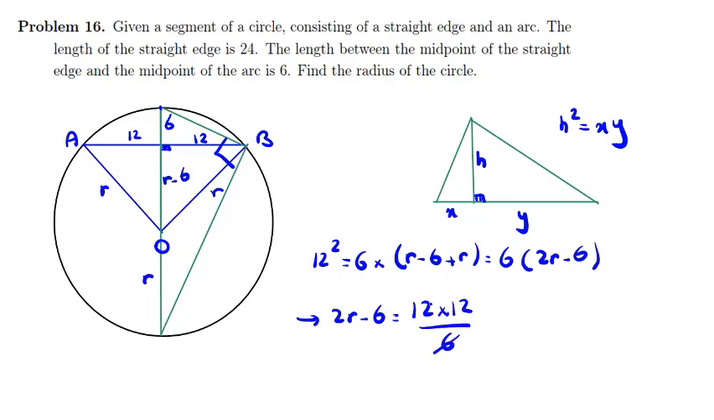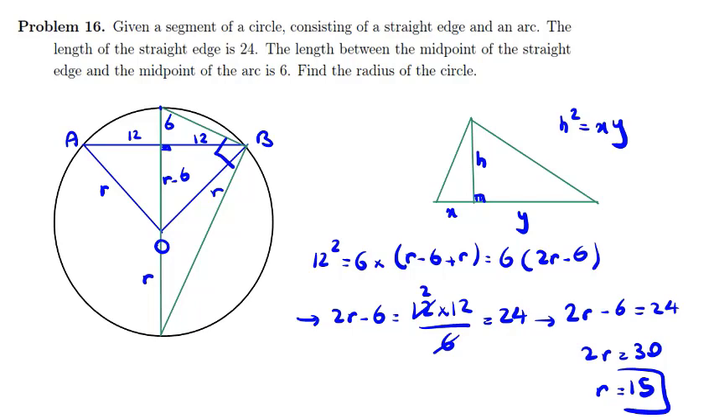Divide both sides by 6: 12 times 12 over 6 is 24. So 2r minus 6 is 24. So 2r, moving 6 to the right-hand side, is 30. So r equals 15. So the radius of this circle is equal to 15.